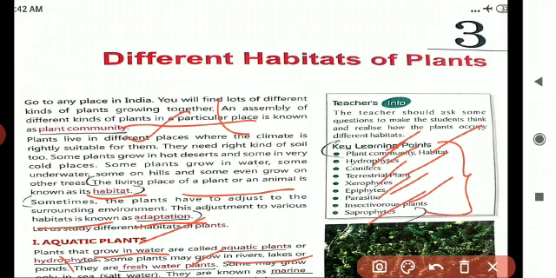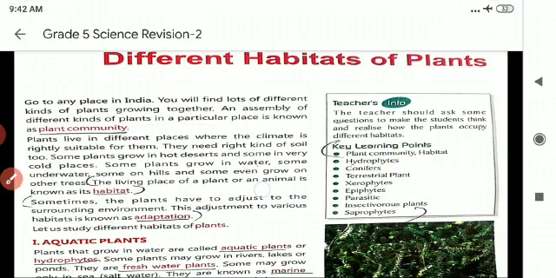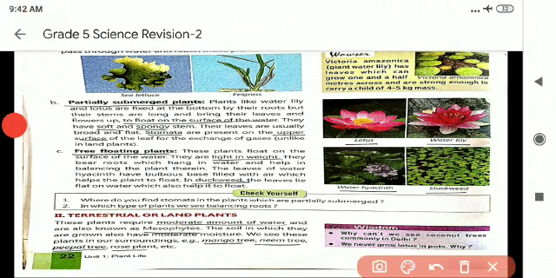And some plants may grow in salt water. That one is called marine plants. Okay, children, marine plants. Shall we go to the next page? What do we have on the next page?